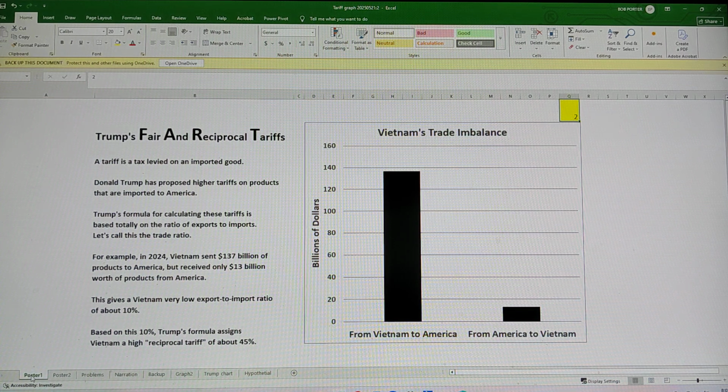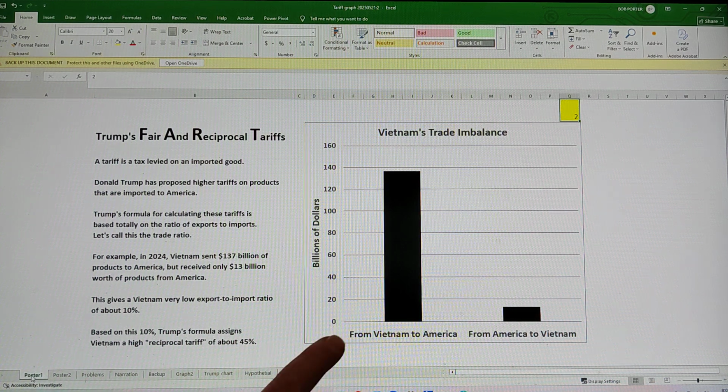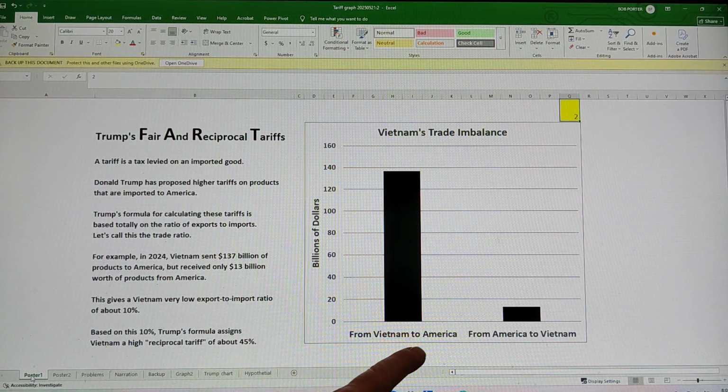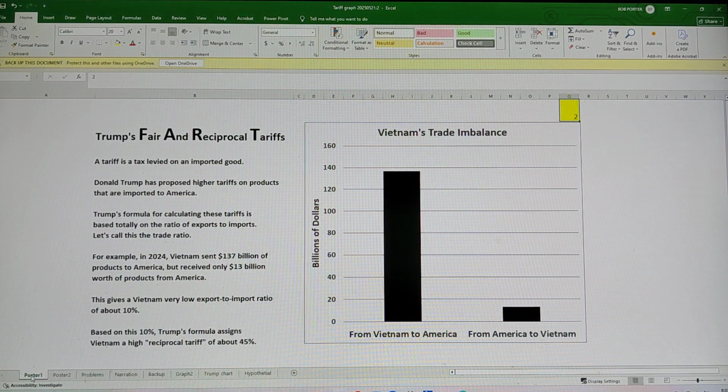Before we take a closer look at the formula that gives us the 45%, let's take a closer look at the graph. Now, as we already showed, way more stuff goes from Vietnam to America than goes the other way. Donald Trump doesn't like this imbalance. He wants Americans to buy more things that are made in America and fewer that come from outside. He believes that this will create more jobs for American workers, and he wants to use tariffs to make this happen.